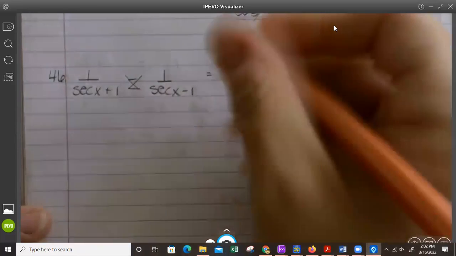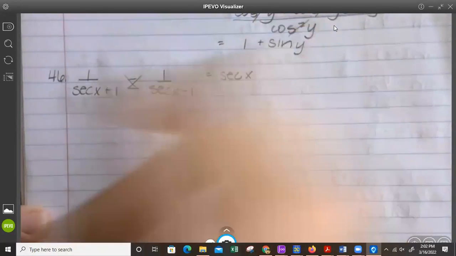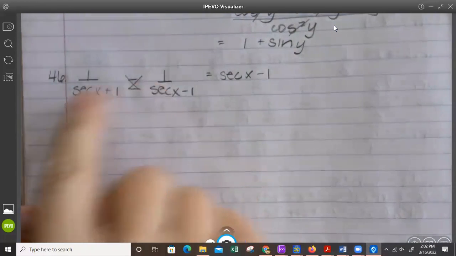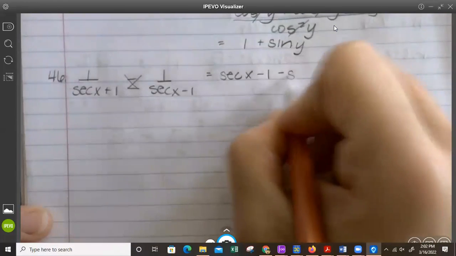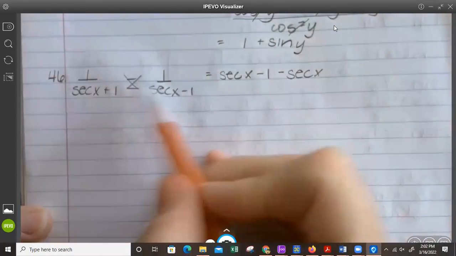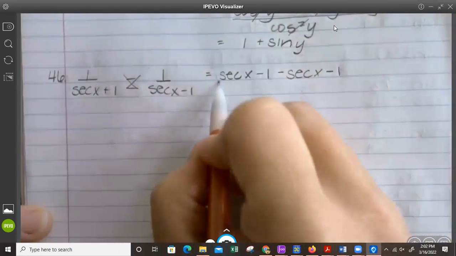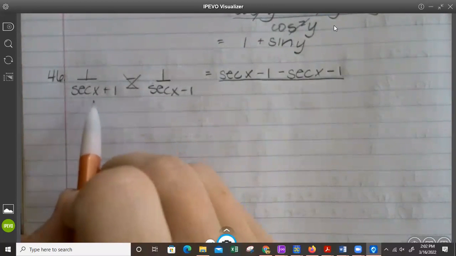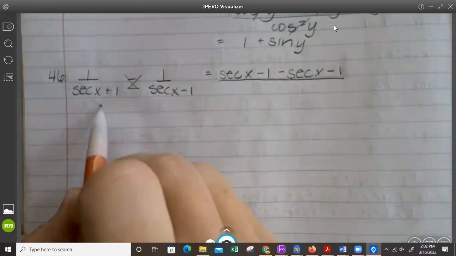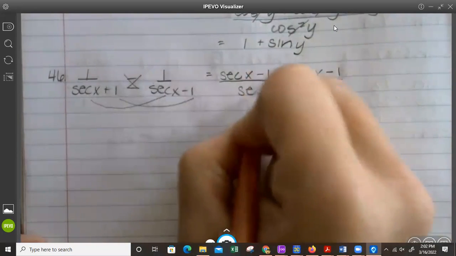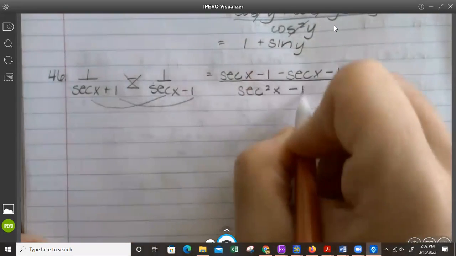1 times secant x, 1 times negative 1, negative 1 times secant x, and negative 1 times positive 1. On the bottom, what do I multiply? What do you notice? They're conjugates, so just the first and the last, right? So secant squared x minus 1.